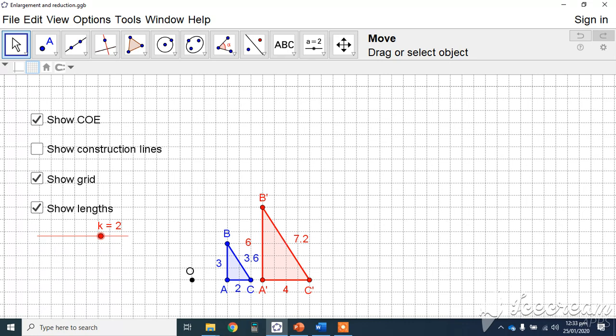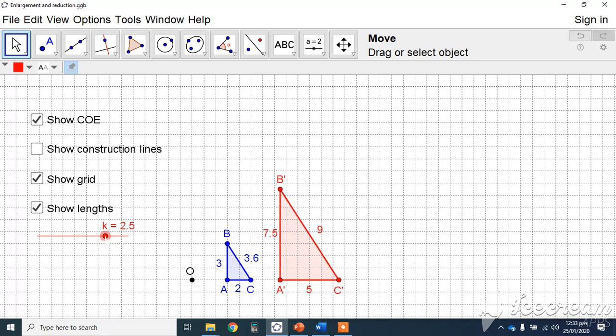Notice though, the angles don't change. That's something to be aware of in enlargement. The angles stay the same. If you've watched our trigonometry videos, you're probably aware that these are called similar triangles because they're exactly the same, just one's bigger than the other.